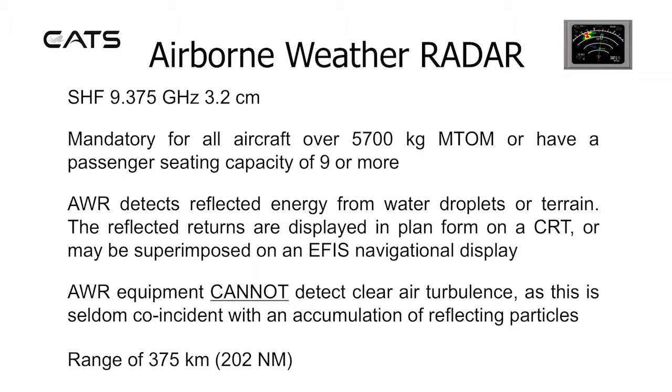The reflected returns are displayed in plan form on a CRT, or may be superimposed on an EFIS navigational display. Airborne weather radar equipment cannot detect clear air turbulence, as this is seldom coincident with an accumulation of reflecting particles. The range is typically 375 kilometres or about 200 nautical miles.